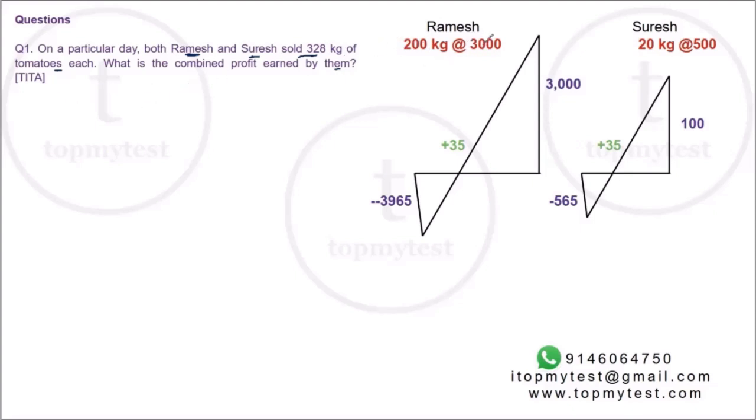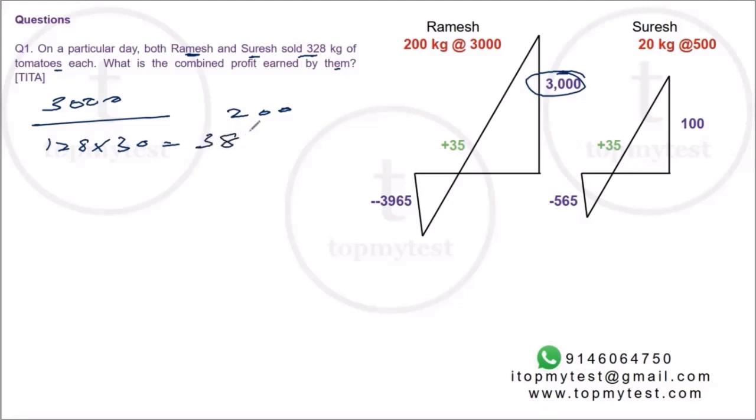On the first bag, he's going to sell out the whole bag. So he's going to get 3,000 rupees of profit on the first bag. Now, on the second bag, out of the 200 kilos, he's going to be able to sell only 128 kilos. How much is he going to make out of it? 128 into 30. So 3840 is going to be his revenue.